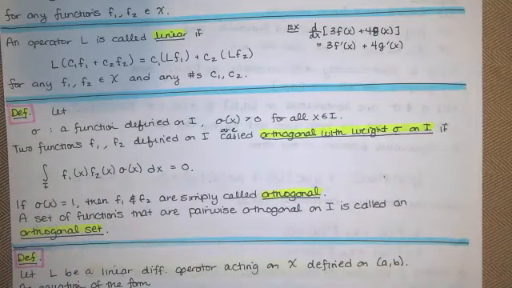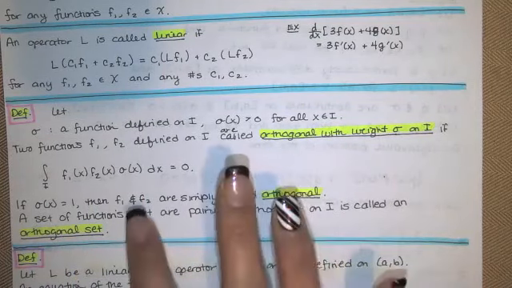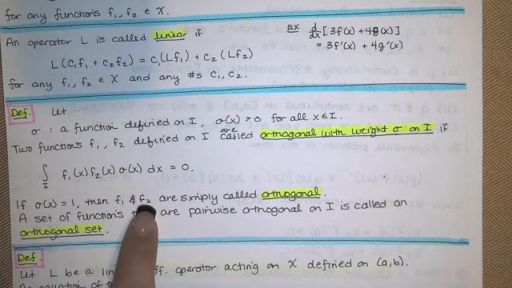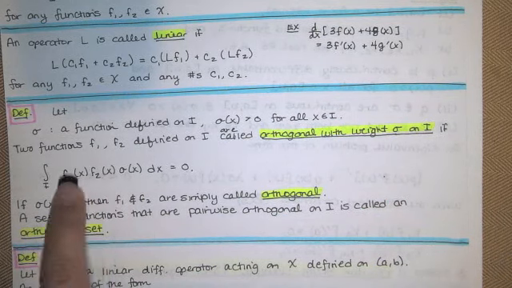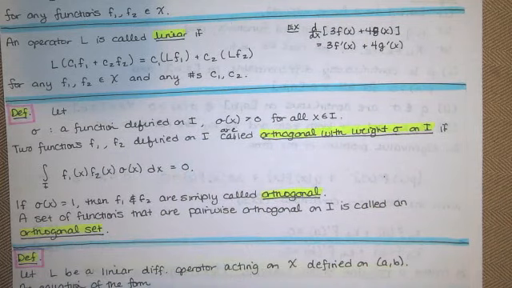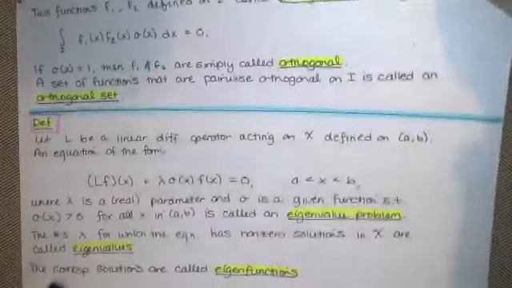Now, if sigma happens to be 1 all the time, then we just say the functions are orthogonal. Or if we're dealing with a set of functions that are pairwise orthogonal, so for any two functions, f1 and f2, we always get 0, for all the functions in that set, we say that that set of functions is an orthogonal set, which I think makes sense.